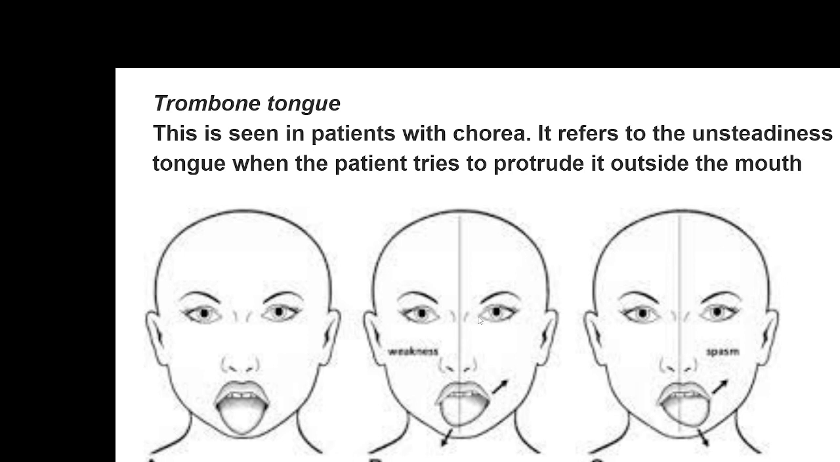Trombone sign is again seen in patients with chorea, where the patient's tongue may be unsteady when the patient protrudes the tongue out. The tongue may not be in a single position, it feels like tremors, like moving here and there when the tongue is stretched out.